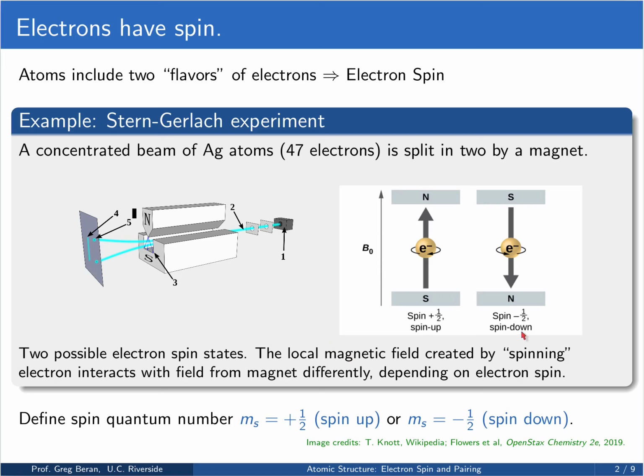To describe this, we define the spin quantum number m sub s with a value of either plus a half or minus a half for the 2 possible angular momenta. But often, for simplicity, we just call these spin up or spin down. And as we'll see later in this lecture, it often doesn't really matter whether an electron is spin up or spin down for most of the things we're going to talk about in chemistry. It's mostly important just to talk about whether things have the same spin or opposite spin. We don't care so much about the specific details of whether it's spin up or spin down.